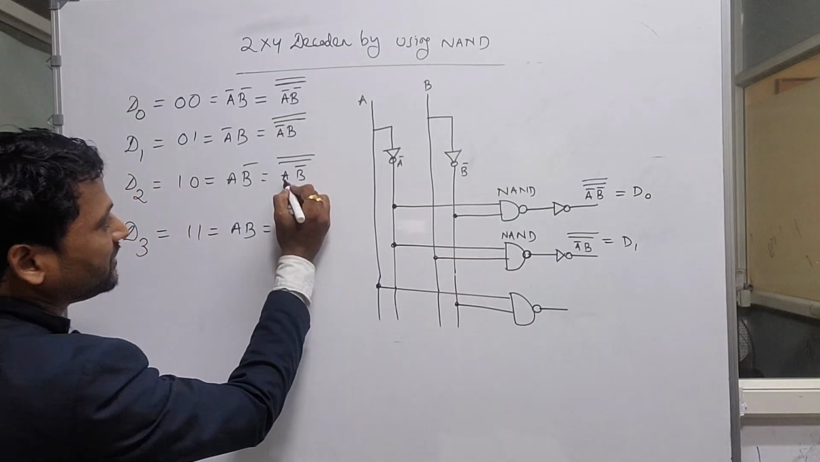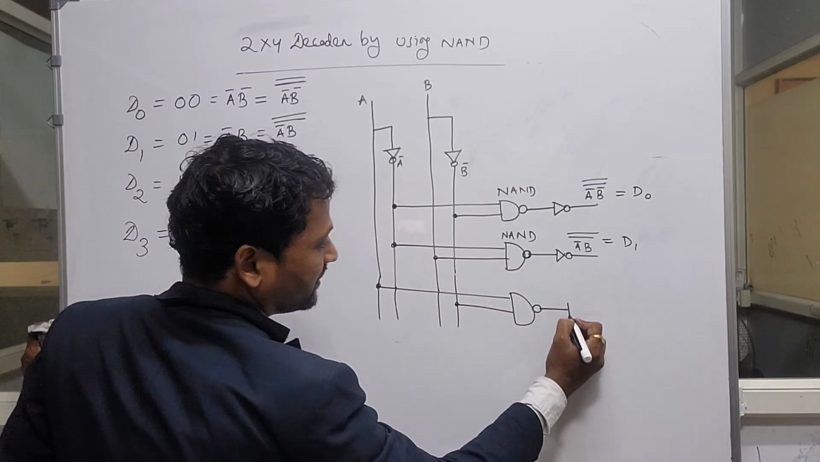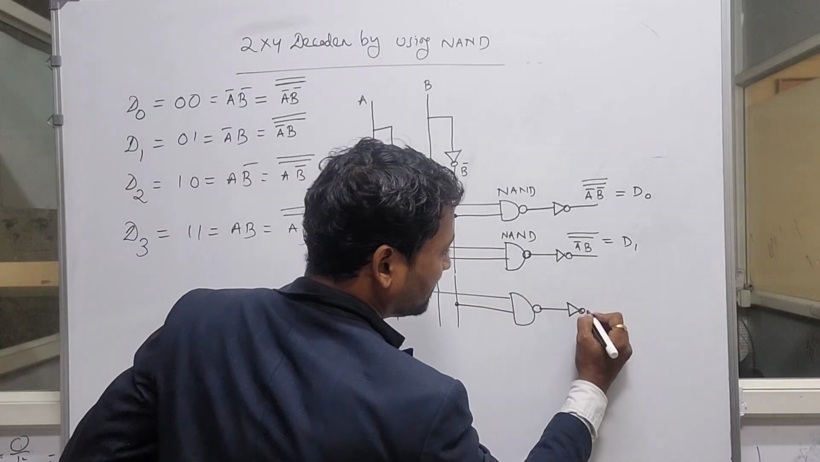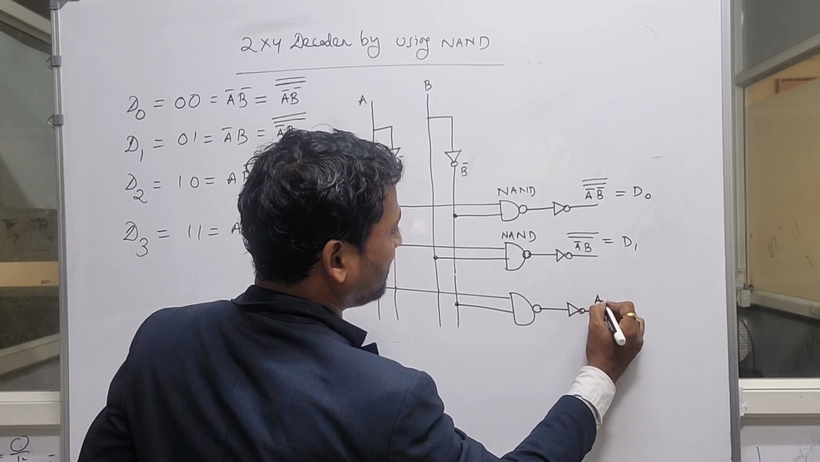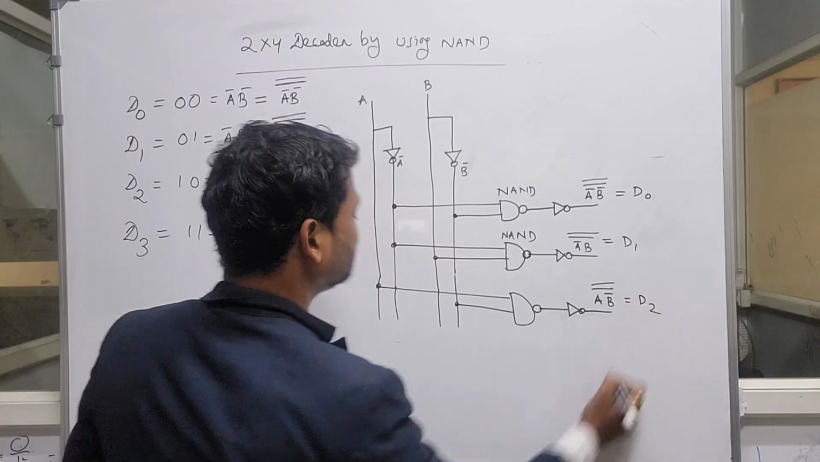Right? So what output did we get? Bar of A B bar. Okay, but we need bar of bar of A B bar, so for that we have to take one more NOT gate here. So what is the output here? A B bar bar bar. So that is your D2.